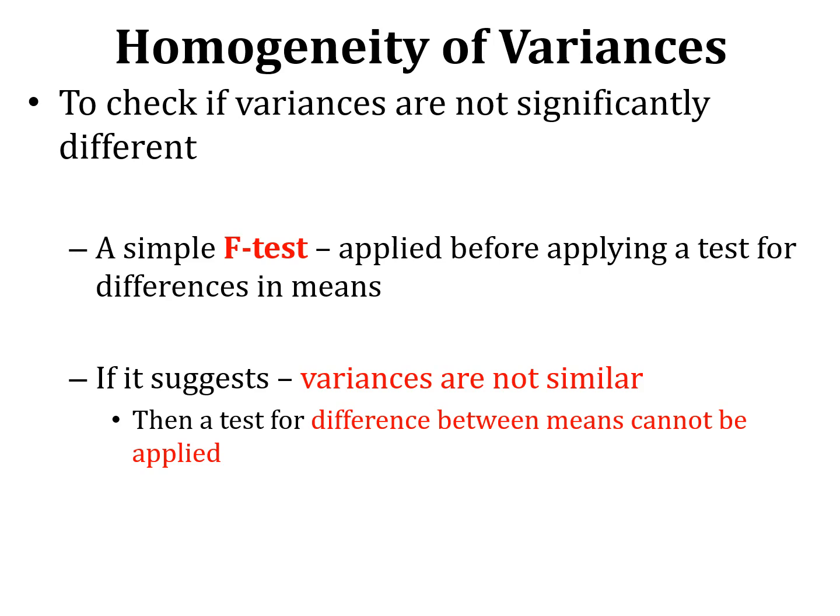So this is a pre-test that we need to do before doing the t-test for the unmatched observations, and we need to make sure that variances are similar. There is homogeneity of variances, but if the variances are not similar, then we cannot perform the t-test for unmatched observations. So this simple test needs to be done first.